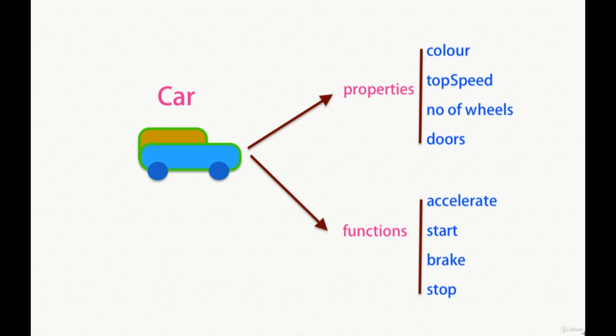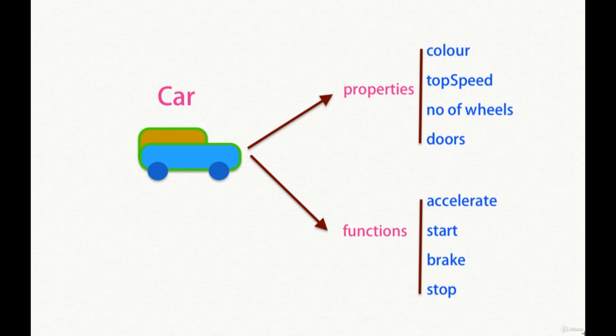So what functions can a car perform? It can accelerate, it can start, we can apply the brake, and we can stop this car. So any mechanism, any process that this car has, any functionality that this car has goes in this function part. So a class has two things, only two things: properties and functions.